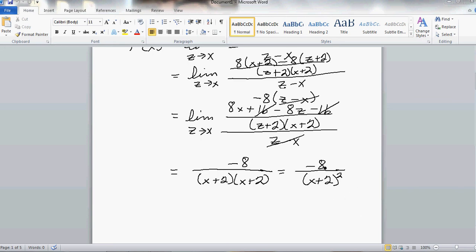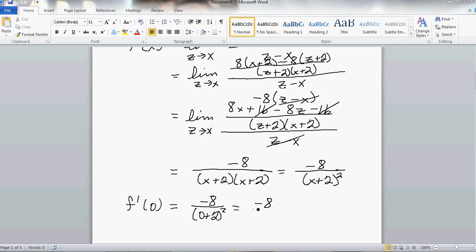Now, in a little while, we will see a much shorter version. I mean, this is not very much fun, but at the moment, this is where we're at. But we need to remember that we want to know what is f prime of 0. So we're just going to plug in 0 for x, and so we get negative 8 over 0 plus 2, the quantity squared.